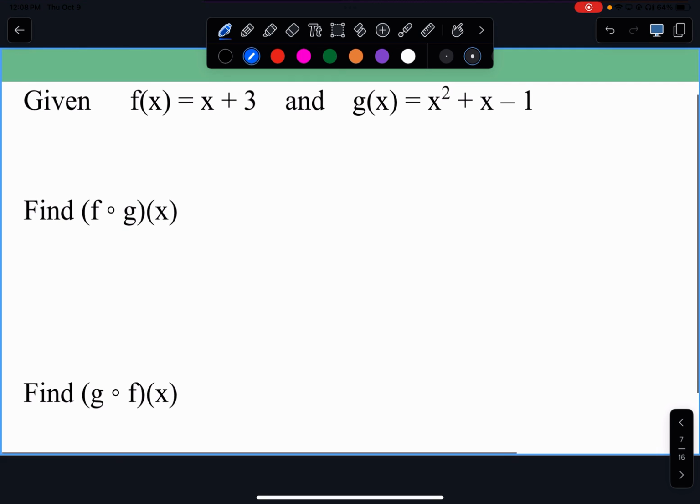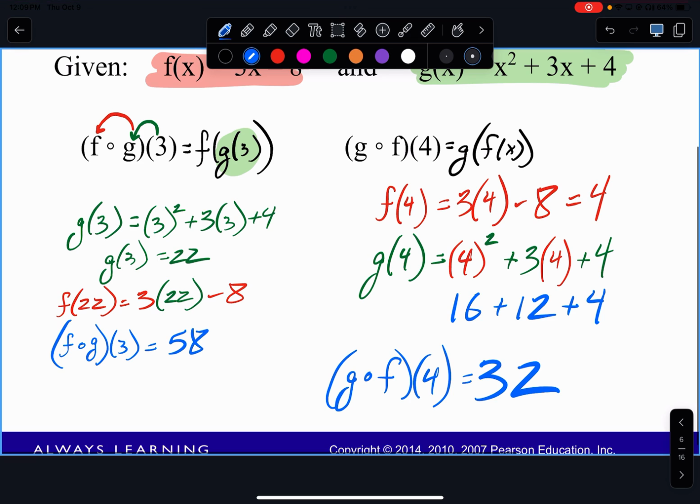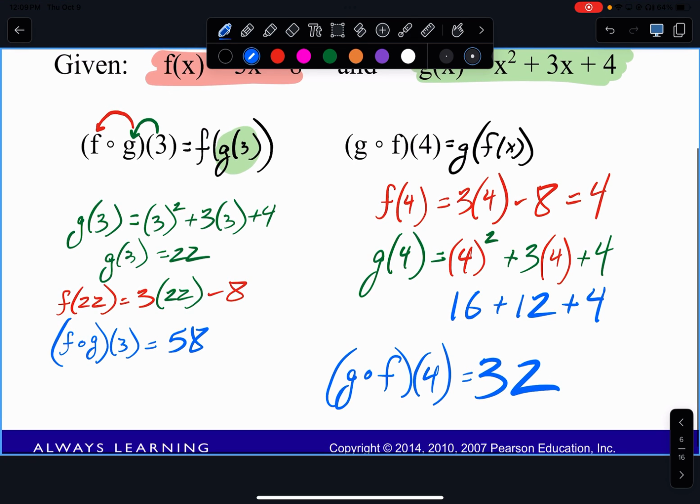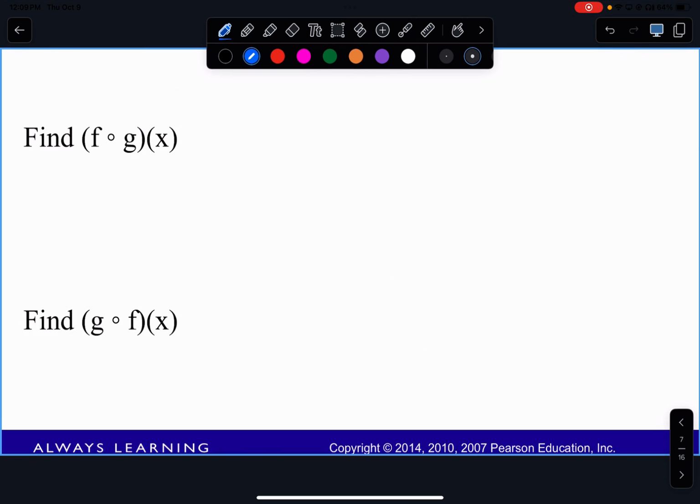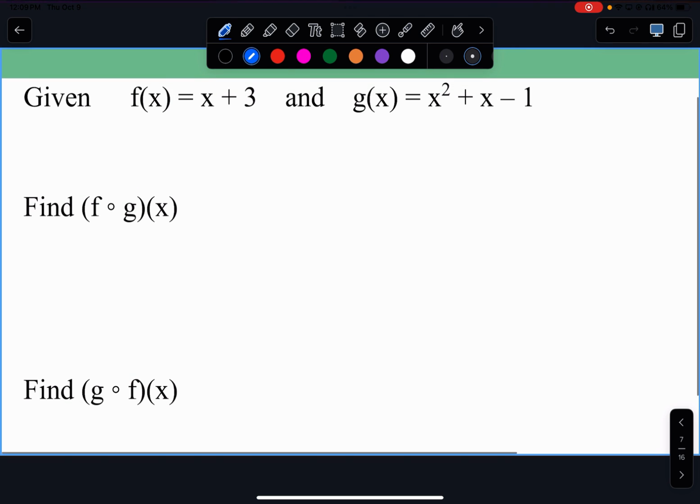Okay, here's another set. So now I have x plus 3 for my f function, and x squared plus x minus 1. Okay, so we're going to do f of g of x, but then g of f of x. Now, what's different about this one compared to the last one we did? What did we have in the parentheses here? 3 and 4, right? We had numbers. Now what's in the parentheses? Just x.